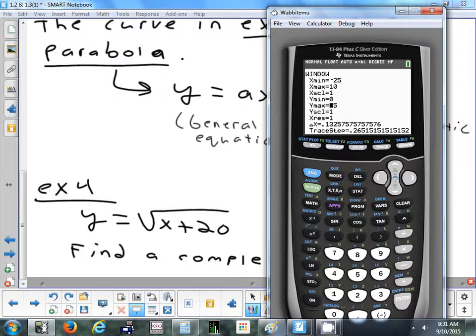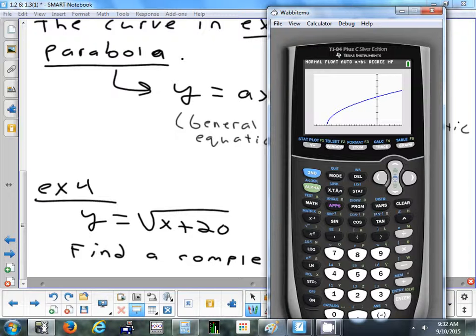And let's think about what happens. Let's plug in a number like 10. If we plug in 10, 10 plus 20 is 30. We're taking the square root of 30. That's not that big. It's only about 5.5, somewhere around there. So I don't think we need to go as high as 25 on the y max. I think we could probably even just go up to 6, 7, 8, somewhere around there. Let's hit graph and see what it looks like.